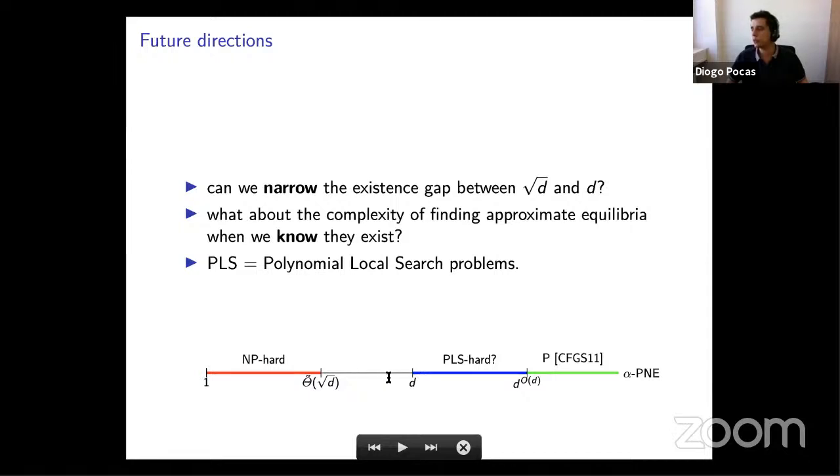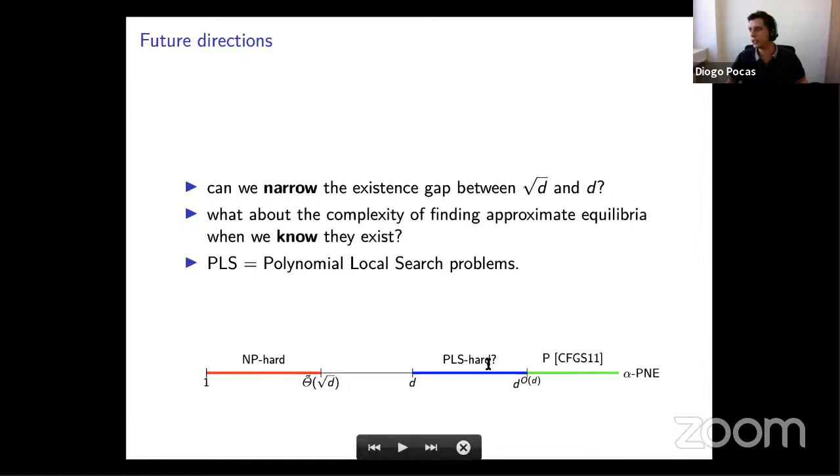The second question that we think is very interesting is about the complexity of finding equilibria when we know that they exist. We know that d-approximate equilibria always exist, and we know that d to the d approximate equilibria can be computed efficiently by a polynomial time algorithm. This is from Dutu-Karagiannis et al. But in the middle, there is an exponential gap where we don't know the complexity of finding an equilibrium. We just know that they exist.